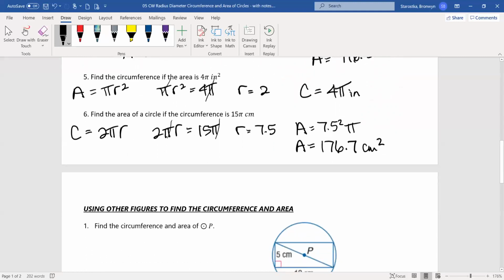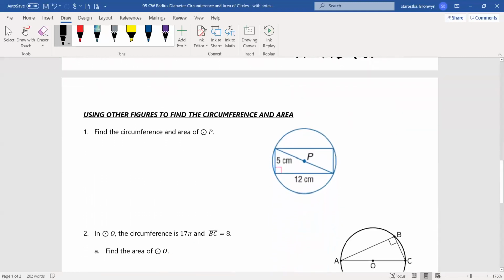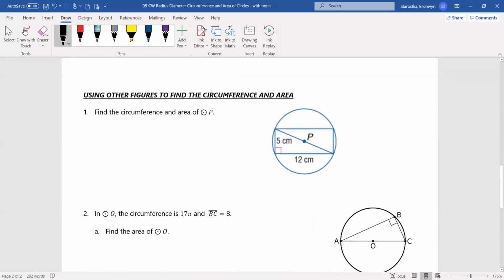Okay, that's our review. Here we go. We're going to start using other figures to find the circumference and area of circles. So notice inside we have a rectangle.